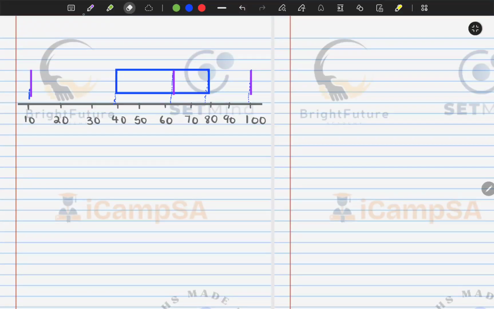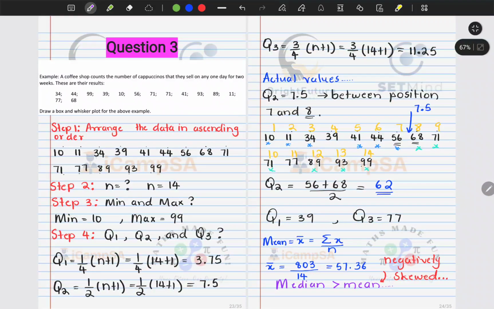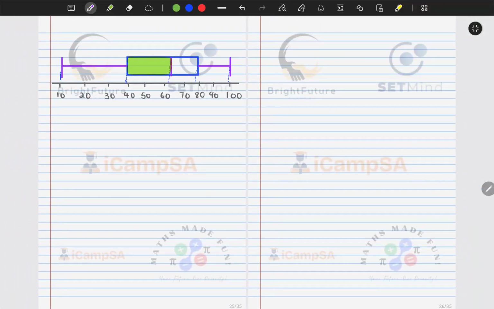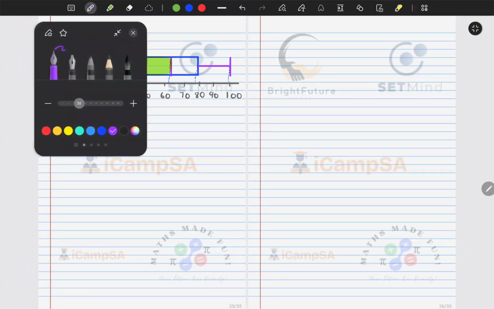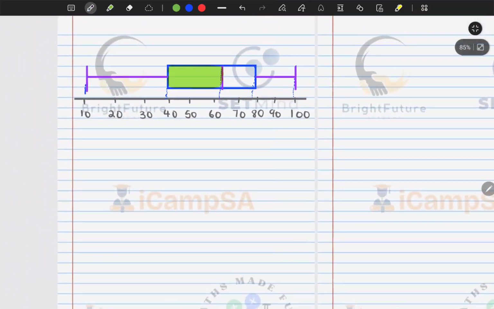Right. Then now we can simply connect your box. So you have that and you have that. And if you observe carefully, you should be able to see it is skewed to the left. So you have more space to the left. Okay. And that is what I noted here. Because your median is greater than your mean, it will be skewed to the left. So that is what they were expecting you to be able to do.